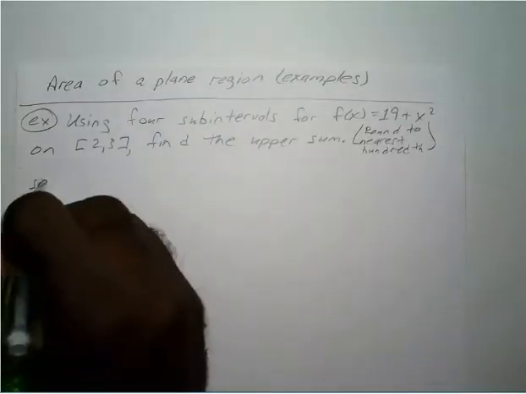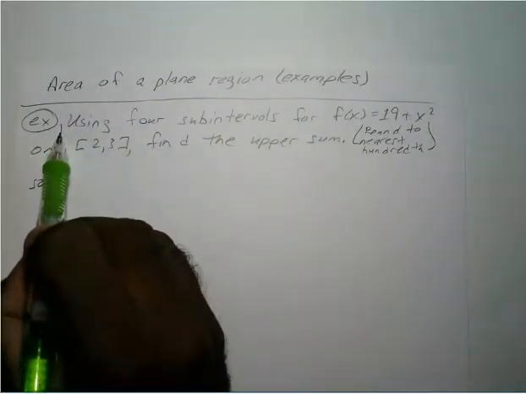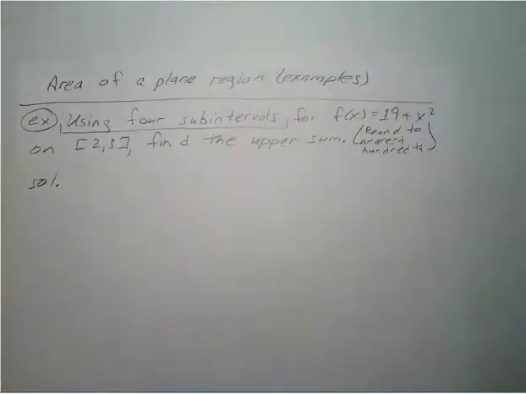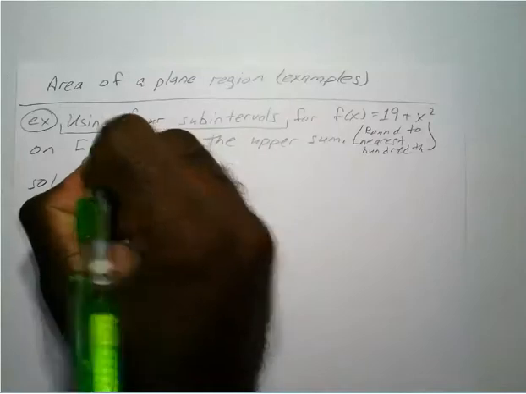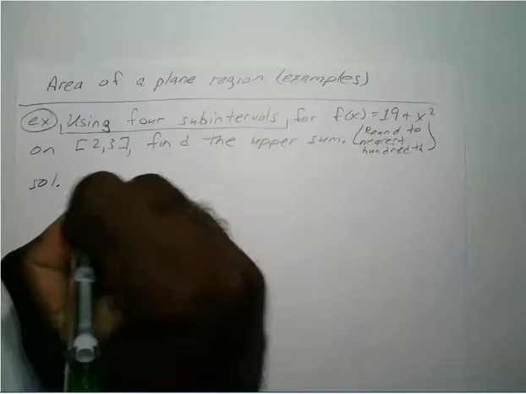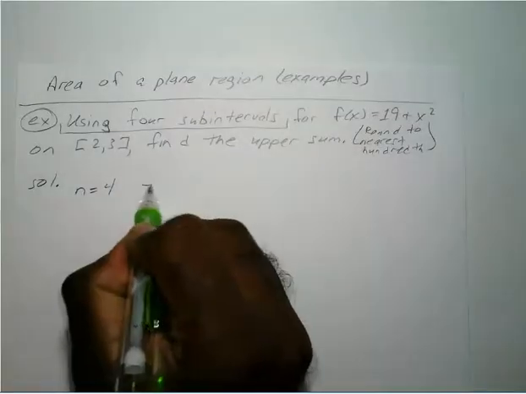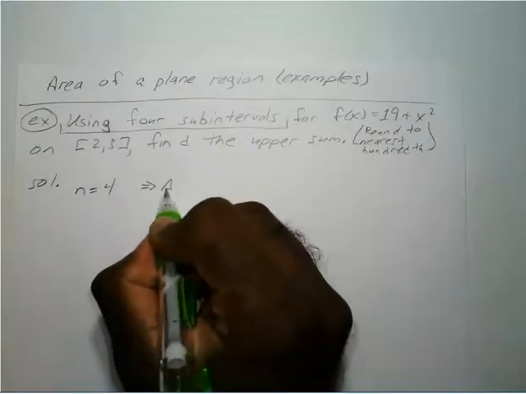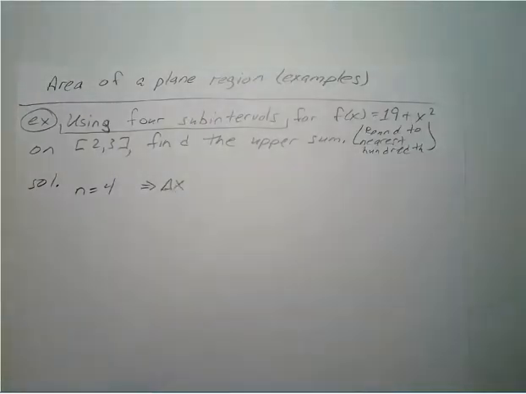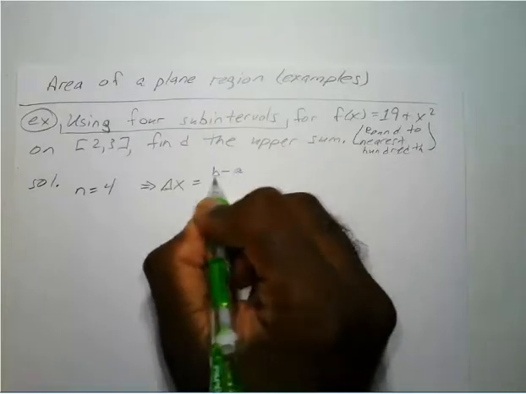Alright, so how do we get started? First thing we do is look at how many subintervals we're going to have. Since we're using 4 subintervals, we're going to make our n equals 4. Now that we have our n, we need our delta x. If you remember, by definition, delta x is equal to b minus a over n.